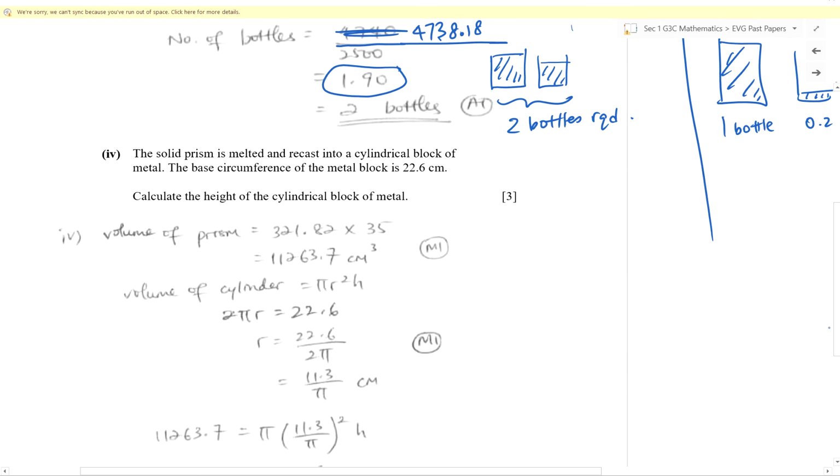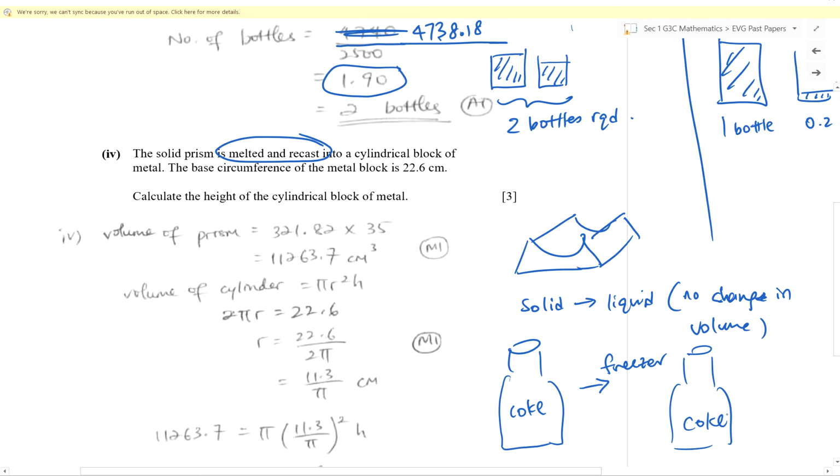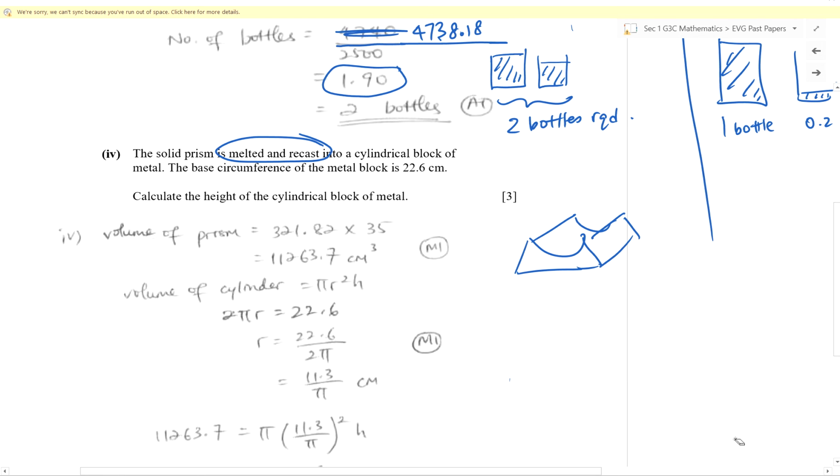So now the solid prism is melted and recast. Instead of this shape that we had, we're going to melt it, so it is going to become liquid. Now when you change the state from solid to liquid, there is no change in volume. It's like you buy a bottle of Coke and put it in the freezer. You get the Coke that is frozen, but the volume remains the same. If it is 500 ml over here, it still remains at 500 ml, no change. Likewise for the other way. So whenever you see melted, recast, what goes through your mind must be volume constant.